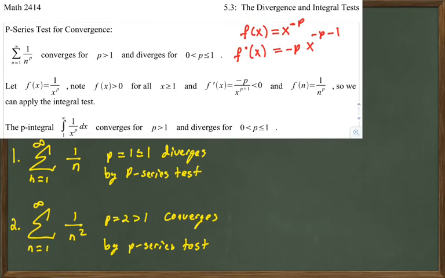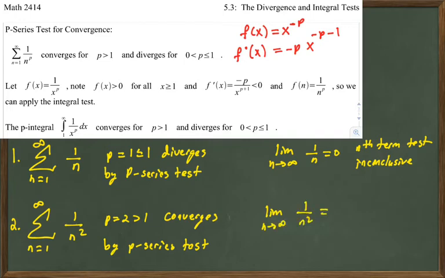Now we're going to illustrate that the nth term test is inconclusive if the limit is 0. If we look at the limit as n goes to infinity of 1 over n, that's equal to 0, and so the nth term test doesn't tell us anything. The nth term test is inconclusive. Then if we look at the limit as n goes to infinity of 1 over n squared, that is also going to be 0, and so the nth term test is inconclusive here.